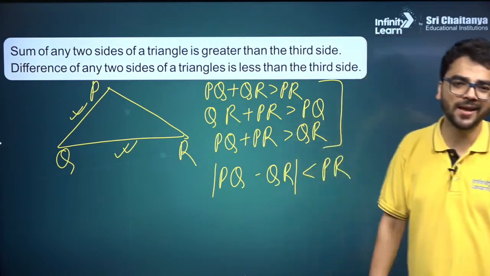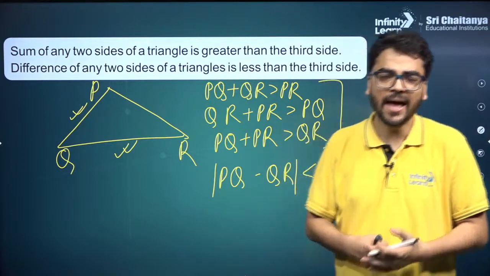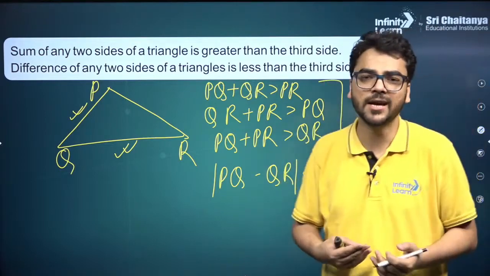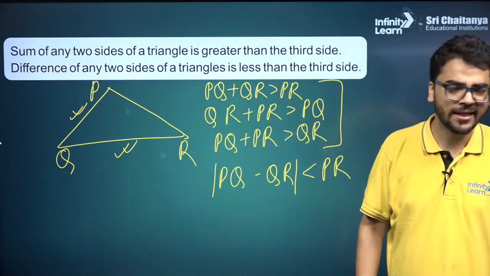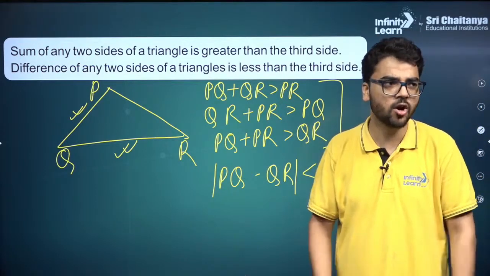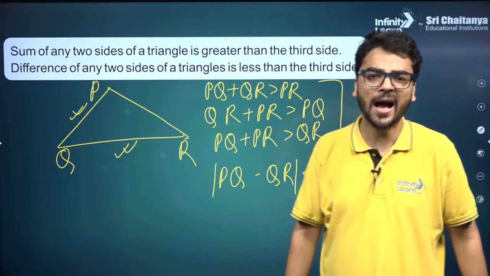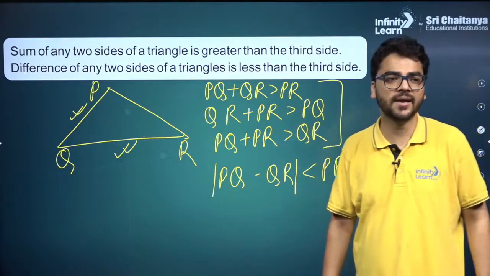Any doubt up till here, guys? The sum of the lengths of two sides of a triangle is greater than the third side, and the difference between the lengths of two sides of a triangle is less than the third side. There is a proof to all of these properties. We are not doing those proofs right now. We'll be concentrating on the questions on the basis of these properties. I hope it is clear to every student in this session, guys.